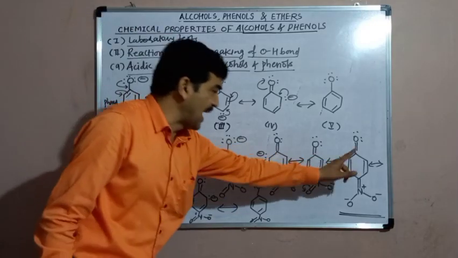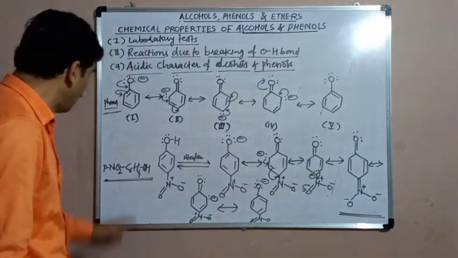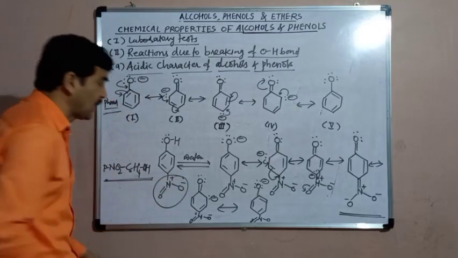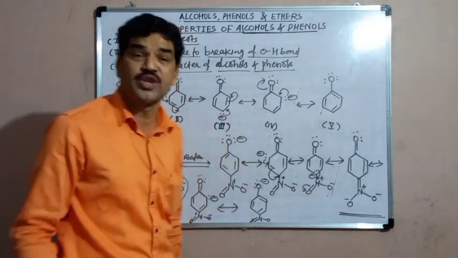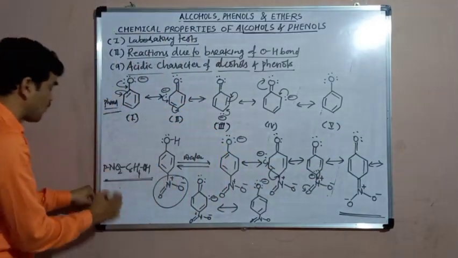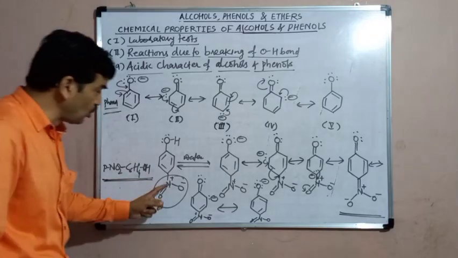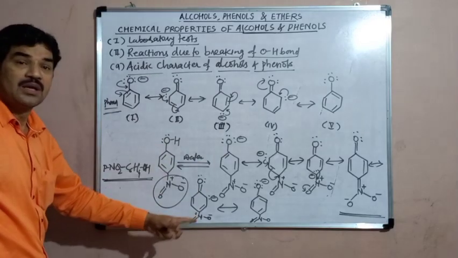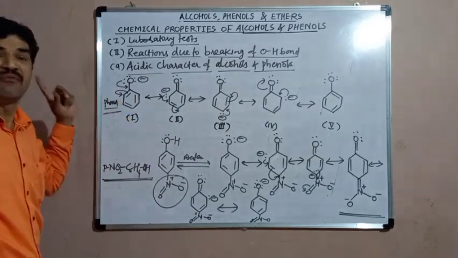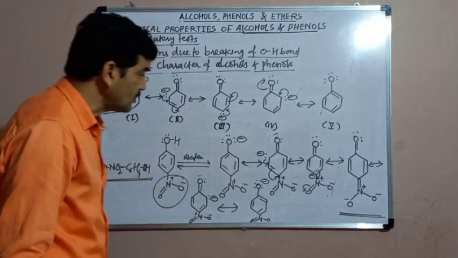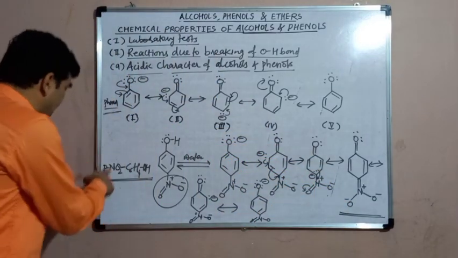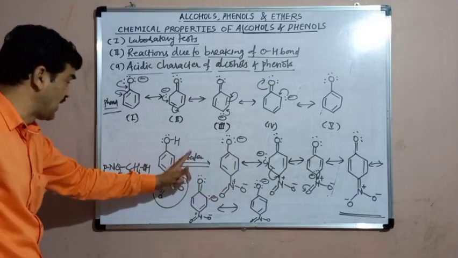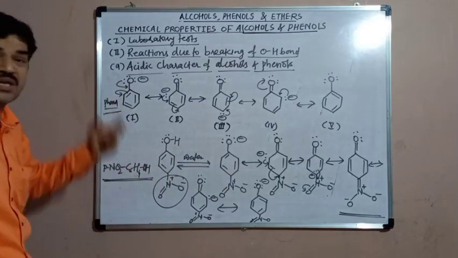You can see, this is the additional resonating structure which is possible due to the presence of the nitro group at the para position. Due to this nitro group at the para position, one additional resonating structure is possible for the phenoxide ion formed from para-nitrophenol. And due to the greater number of resonating structures, the stabilization of this phenoxide ion is more than the phenoxide ion formed from phenol. It is more stabilized, and therefore para-nitrophenol has more tendency to lose the proton. It has more tendency to undergo ionization when dissolved in water, and therefore its acidic nature is more.